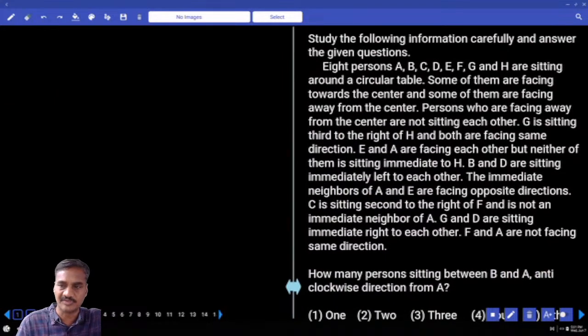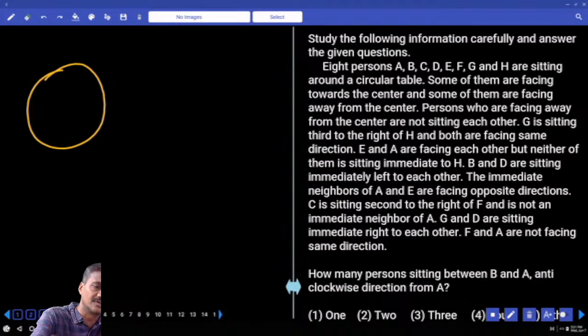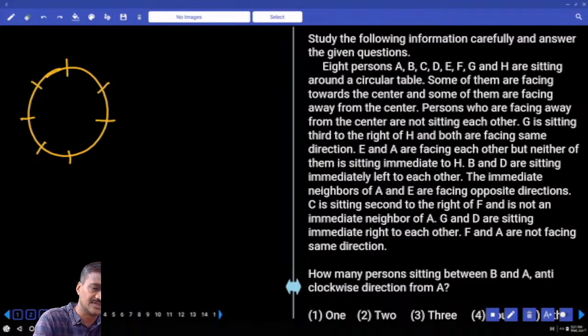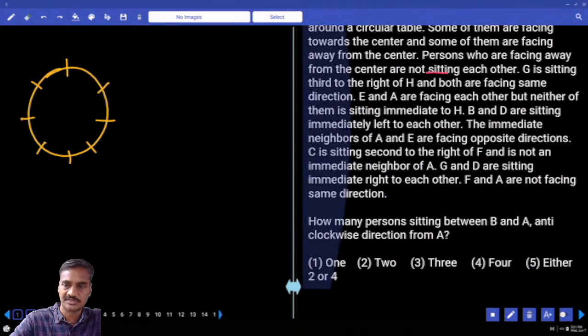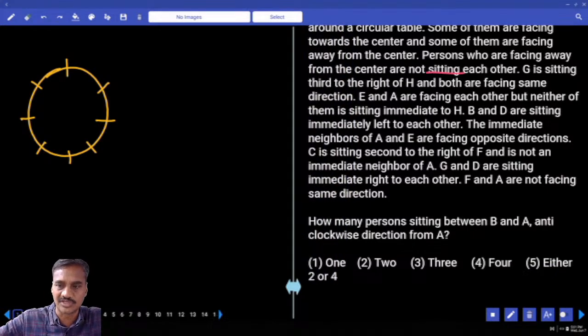Some of the people are facing the center and some are away from the center. Persons who are away from the center are not sitting adjacent to each other, isn't it? And G is sitting second to the right of H and both are facing the same. Maybe both are facing the center or both are away from the center, we cannot determine.